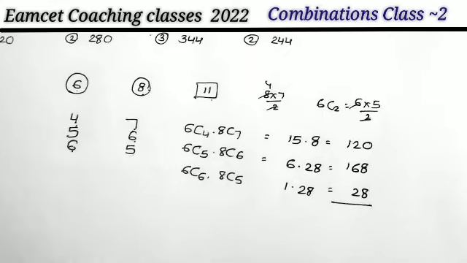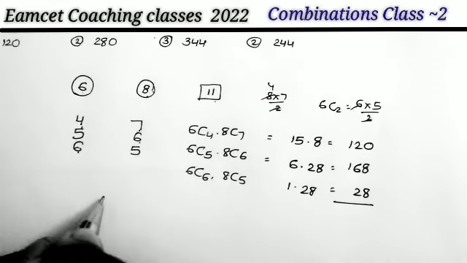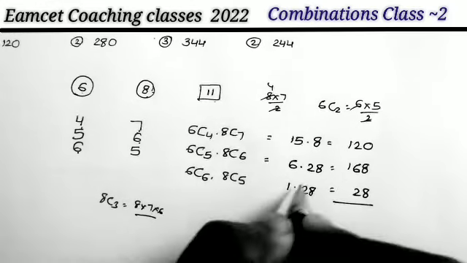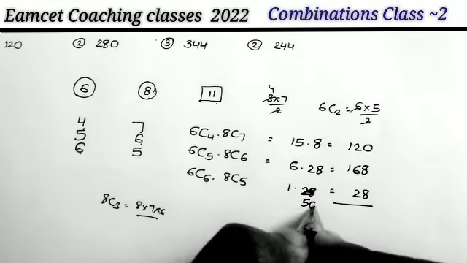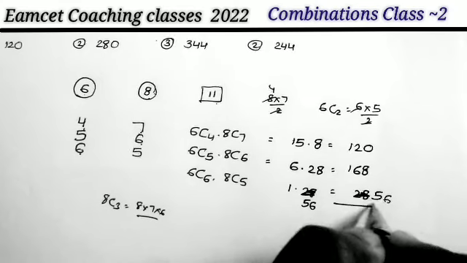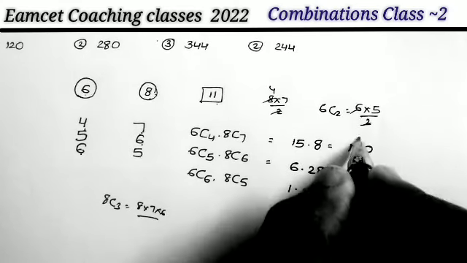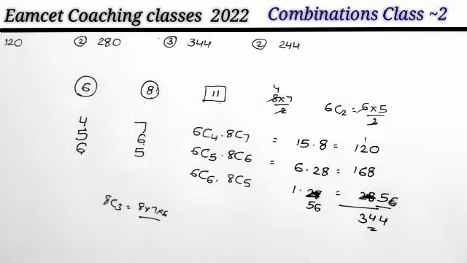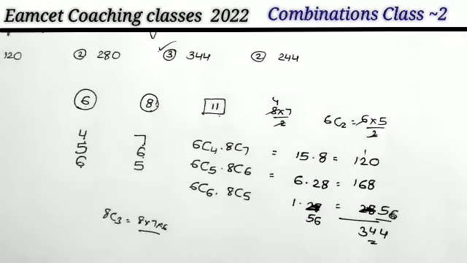So this is equal to, 8C5 is equal to 8C3. 8C3 is equal to 8 into 7 into 6 by 6, that is 56. This is not 28, this is 56. So the answer is equal to, adding the three values, 168, 1, 56 gives 225... so the answer is equal to 344, and that is the third option.